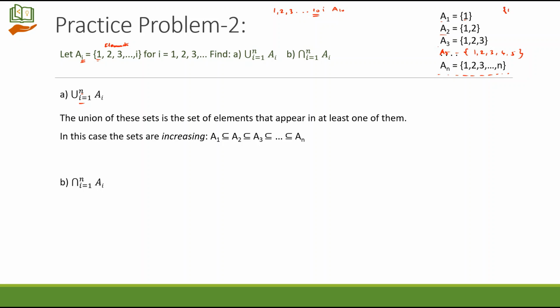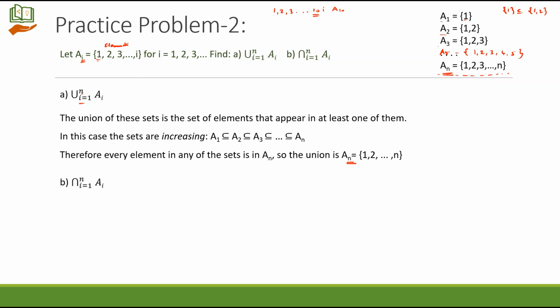This {1} is a subset of {1, 2}. A2 is a subset of A3. A3 is a subset of A4. It goes on and everything is a subset of An. Every element in any of the sets is in An. It means A1, A2, A3, A5, A100, whatever it is, every element is present in this particular set. So the union of the sets is given as An, which is {1, 2, ..., n}.